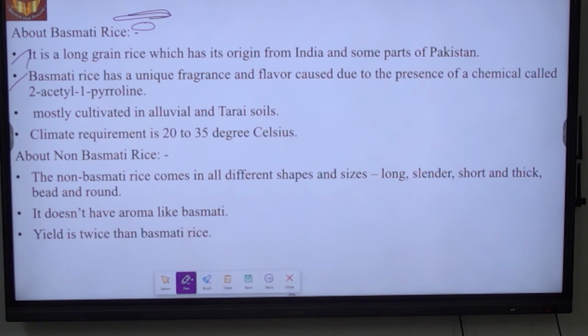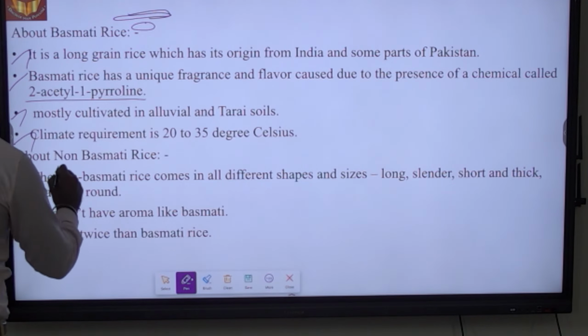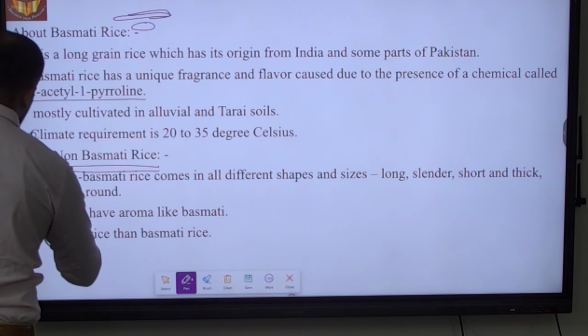Basmati rice has a unique fragrance and flavor caused by the presence of a chemical called 2-acetyl-1-pyrroline. The soil very favorable for basmati rice cultivation is alluvial as well as tarai soil, and the climate requirement is 20 to 35 degrees Celsius. Below 20 or above 35 degrees Celsius, the conditions will not be favorable for the production of basmati rice. And we should also know about the non-basmati rice which India is now banning for export.